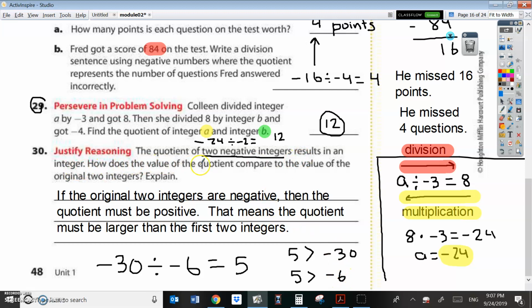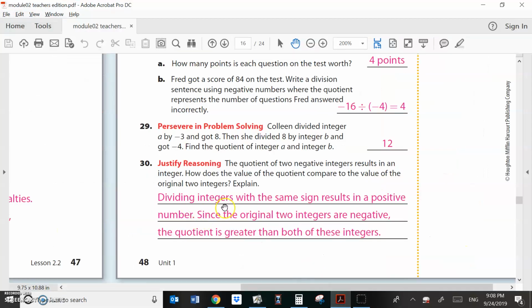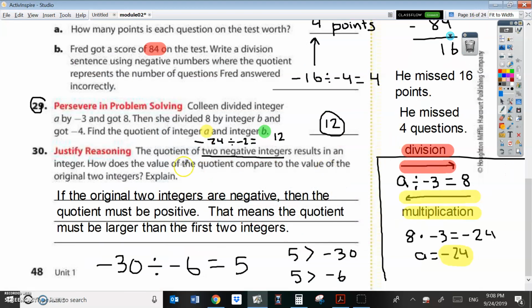So how does the value of the quotient compare to the value of the original two integers? Greater than. The quotient is greater than. Dividing integers with the same signs results in a positive number. Since the two original integers are negative, the quotient is greater than these integers. Alright, thank you.